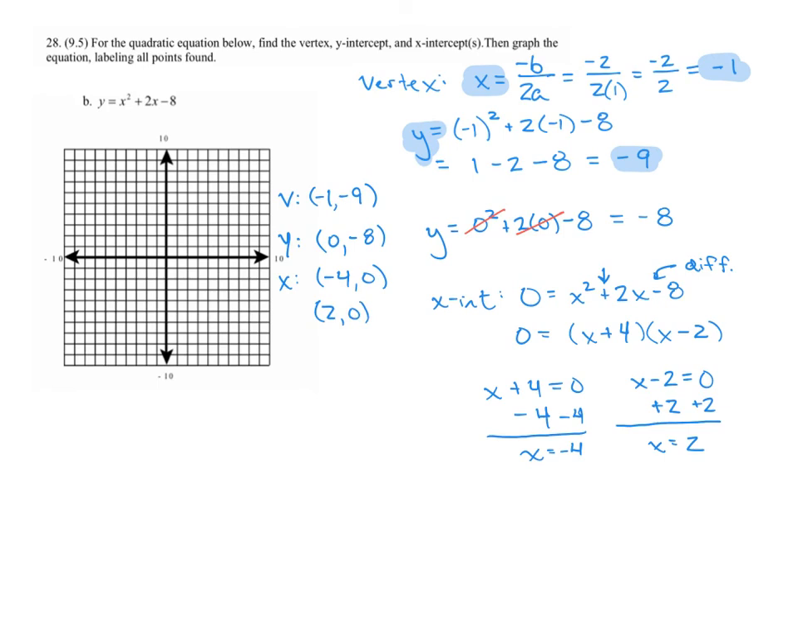Okay, so if we go ahead and plot these points now, we have our vertex at negative 1, negative 9, our y-intercept at 0, negative 8, and our x-intercepts at negative 4, 0, and 2, 0. So if we go ahead and connect the dots, we draw our parabola. It should look something like that, hopefully better.